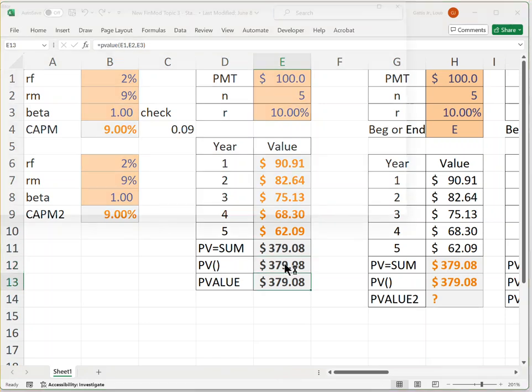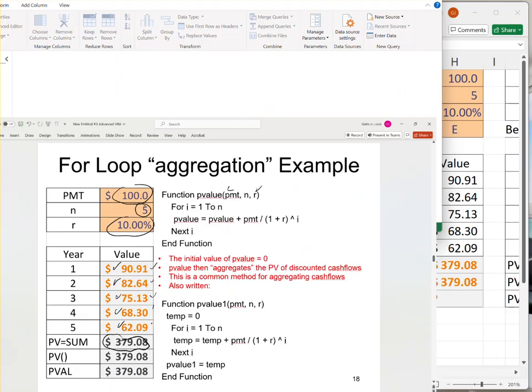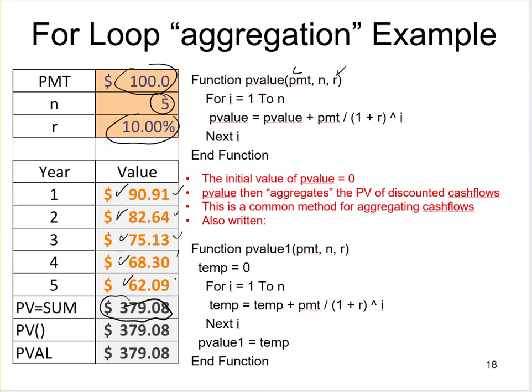But let's go back to the code. The program's called PValue, 3 parameters. Here is the loop. For i equals 1 to n, next i. So this is what we would call the loop.